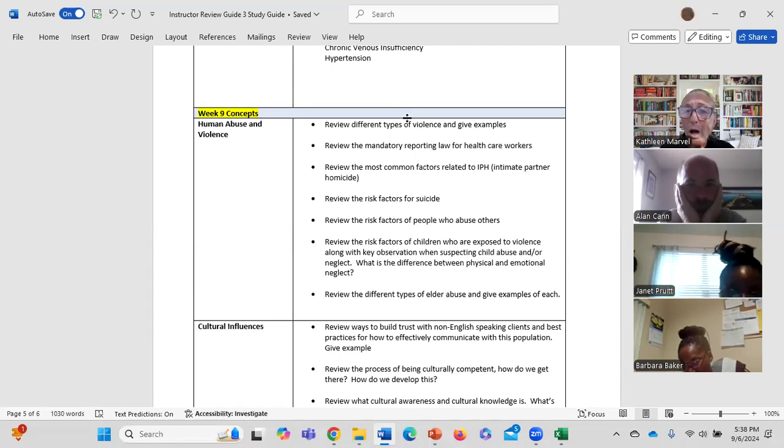What are the most common factors in intimate partner homicide? The most common factor is that there's been a previous domestic violence incident, right?